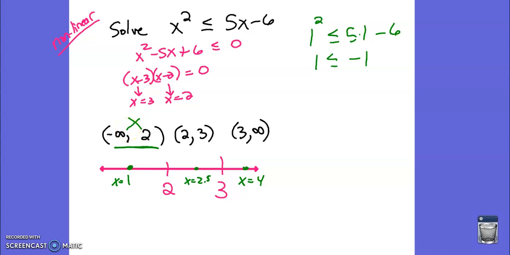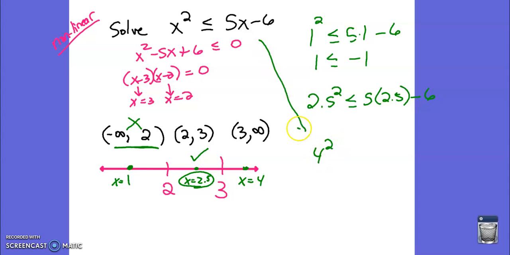All right, and then we can do the same thing. We're going to try x is 2.5. You plug 2.5 into where x is, and we're going to see it does work. And we're going to try 4. So we're going to take 4 squared. Remember, we're plugging into the original problem. And we're going to see that it does not work. So the only interval that works is in between 2 and 3.